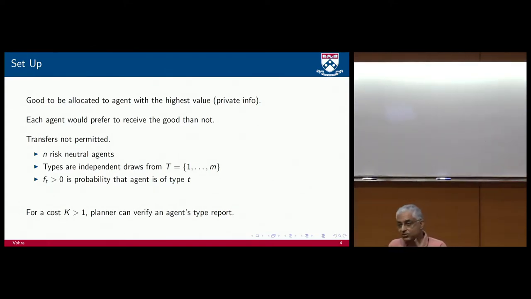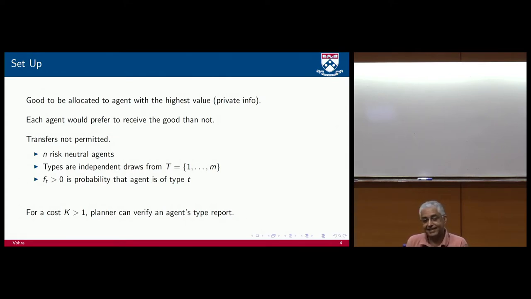Only the departments know the true value of that faculty position to the school. But every department would rather have a faculty position than not. I, as the dean, would like to allocate the faculty position to the department that will bring the largest possible value to the school. Okay? So only the departments know the value. The departments don't really care about the value. They just want a faculty member, breathing or not.